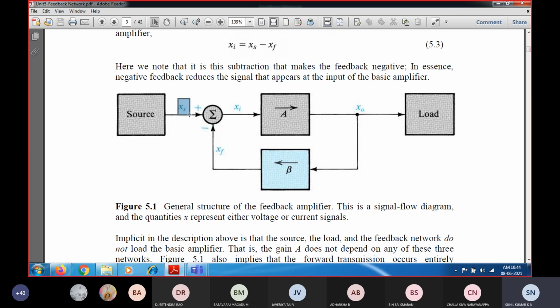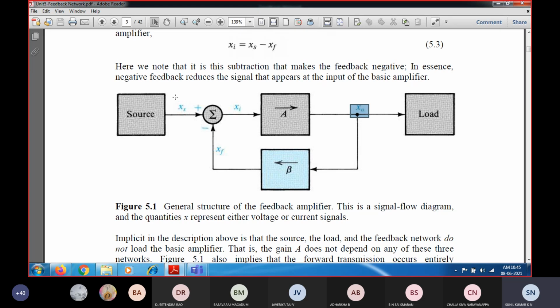That means the source signal gets subtracted by the feedback signal. Since the feedback signal is subtracted from the source signal, obviously the input of the amplifier, Xi, is going to have a very small value. This small value will get amplified, and it provides the amplified version of the output signal, which is nothing but X naught. This is how the general feedback structure of a feedback amplifier looks. Is it clear? The source block will be there, the amplifier block will be there, the load block will be there, and at the same time the feedback block will be there.